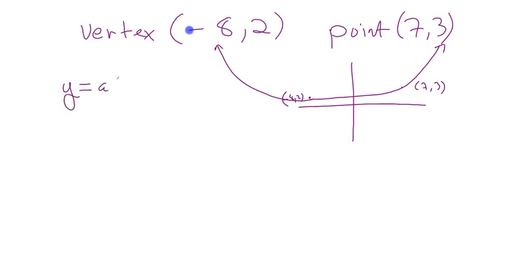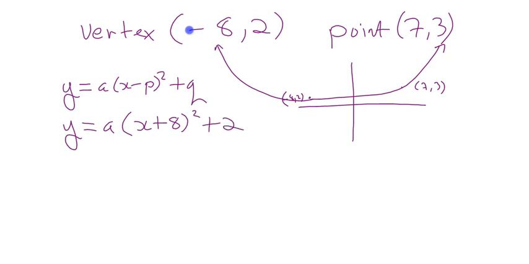All right, so we're going to start off. We know how to do this now. I always like to just do the vertex first, so this will be x plus 8 squared plus 2. Because once we figure out a, I'm just going to go back, stick it in there, and then I'm done. Right? That's my thing. So now I put in the point 7, 3. And the y value is? 3. I'll let you say it this time. And the x value is?